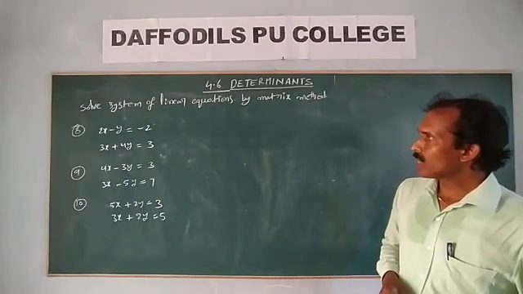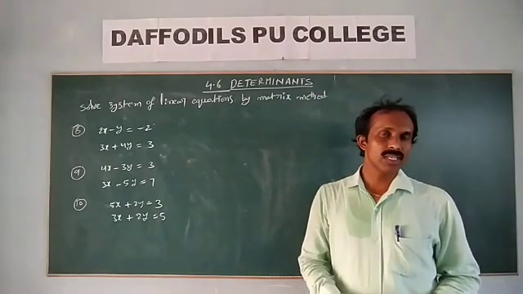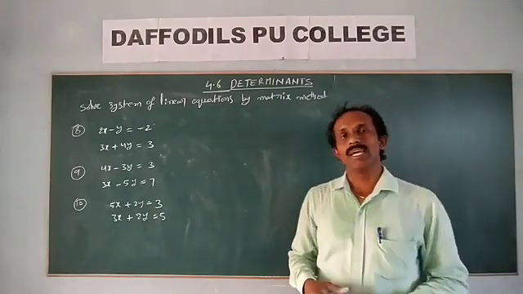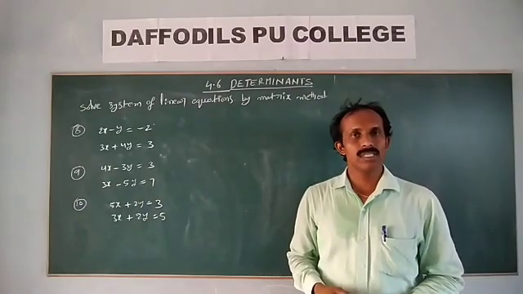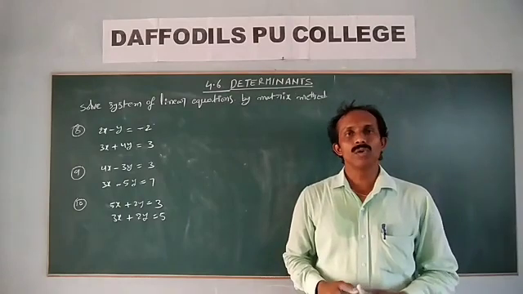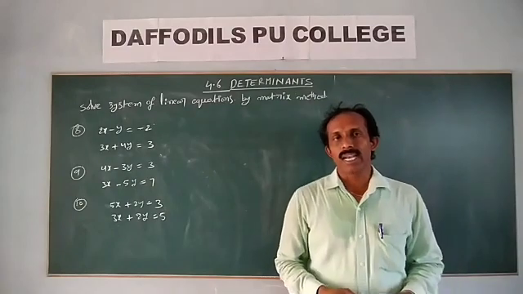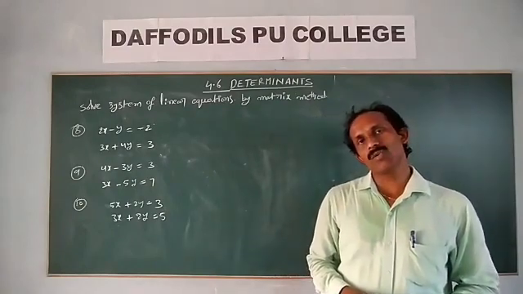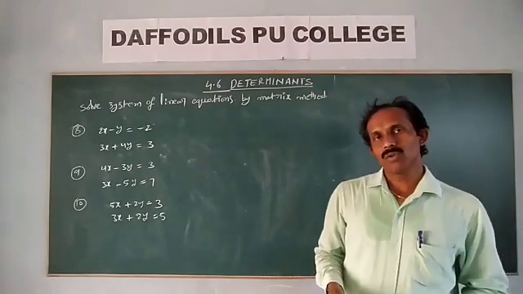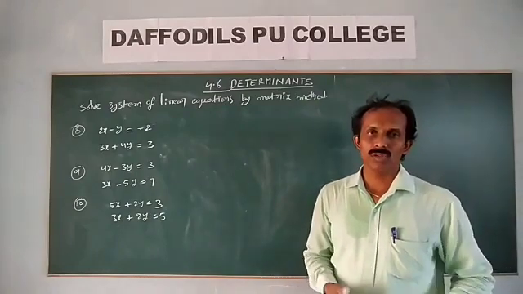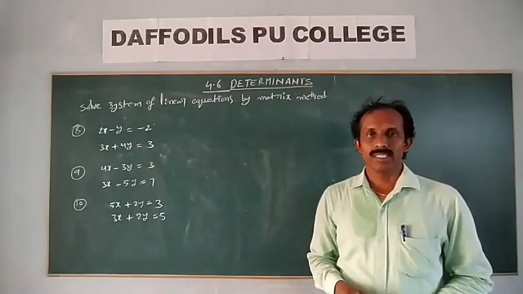In case 2, delta is equal to 0. Delta equal to 0 means we next check adjoint A into B. If adjoint A into B is not equal to 0, then the equations have no solution and are called inconsistent. If adjoint A into B is equal to 0, it has many solutions. So the system has either many solutions or no solutions, and the system of equations is consistent or inconsistent.